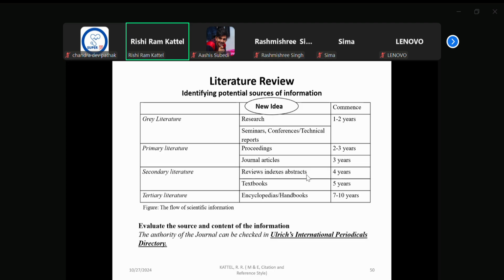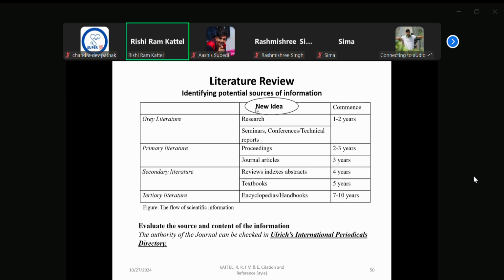Evaluation of the source and content of information. The authority of the journal can be checked in the periodical directory. You have to search your information, right or not. If this information is inside the reputed international periodical directory, then you can find these articles are good. The information is good.